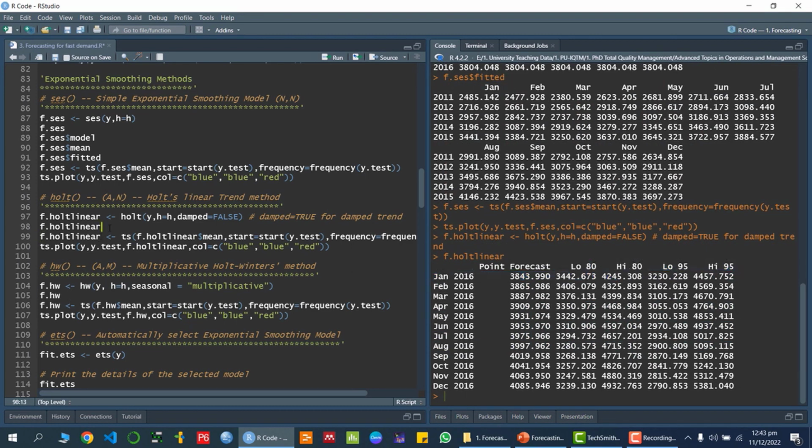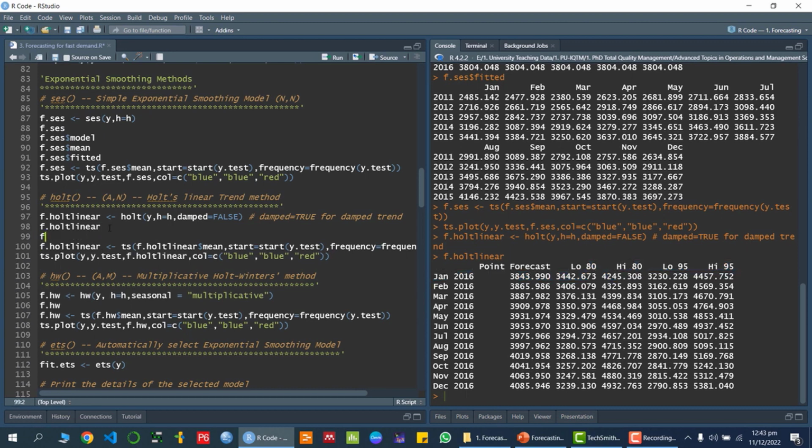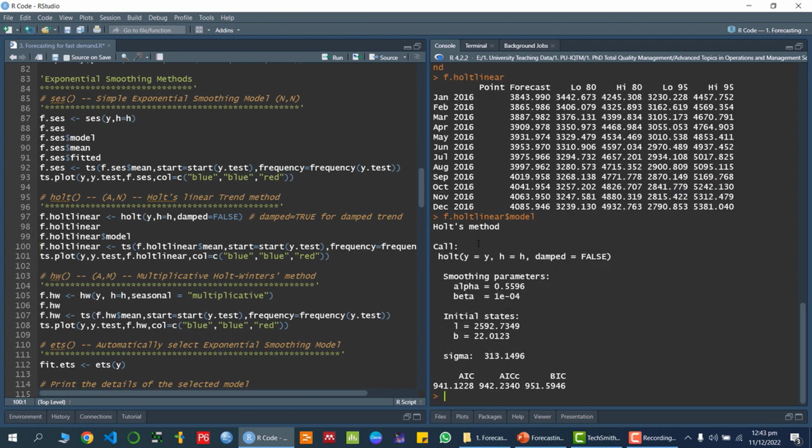So if I'm again using f dot Holt linear dollar sign model, it will show me the name of the model, which is Holt's linear trend method. It is showing us the optimum value of alpha as well as beta, and the initial value of the level component, the initial value of the trend component, as well as the information criteria.